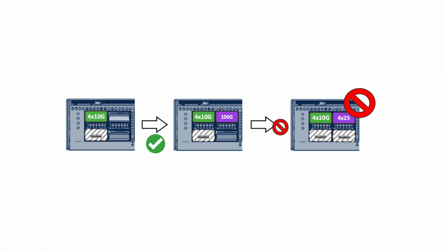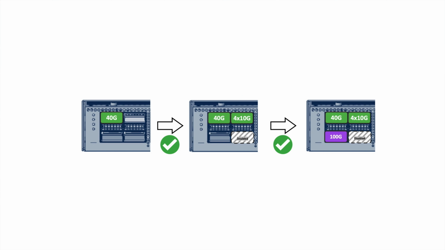Same logic applies if I start with a 4x10 gig inserted in port number 0. Since it's a breakout configuration, it disables port 1. Then I insert 100 gig QSFP28 in port 2, no problem. Like before, trying to configure 4x25 in port 2 will be prevented by the system. No QSFP Plus and 4x25 in one given quad block. But as long as I'm using 100 gig and not 4x25, I don't have any issue.